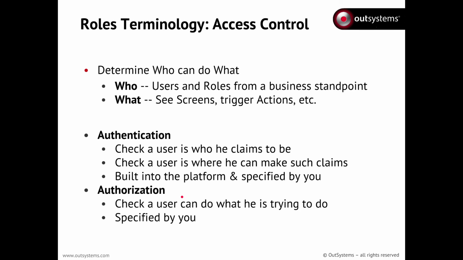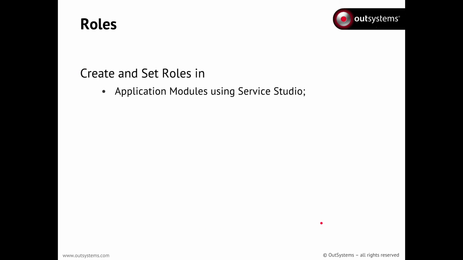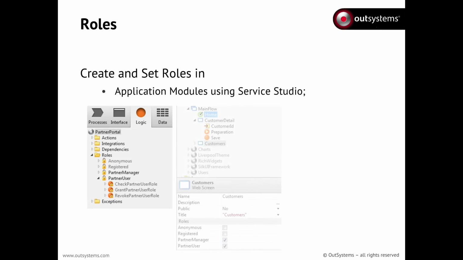Authorization is authorizing something. It's checking whether a user who you now have authenticated by this moment, and you know he is who he claims to be, can do what he is trying to do. Again, you specify this yourself on the platform. You create and set roles in application modules using Service Studio. We've seen this in the short demo that I've shown you using the Logic tab.